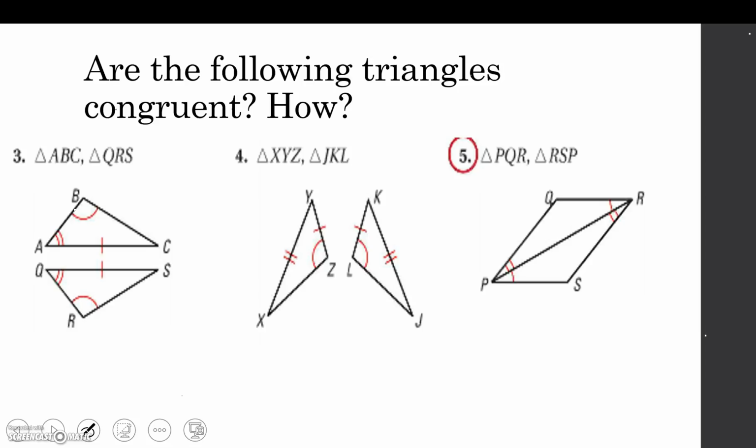Go ahead, actually, why don't you hit the pause button and give it a try on your own. Let's see if you can come up with the answers to this. Okay, so let's take a look now.